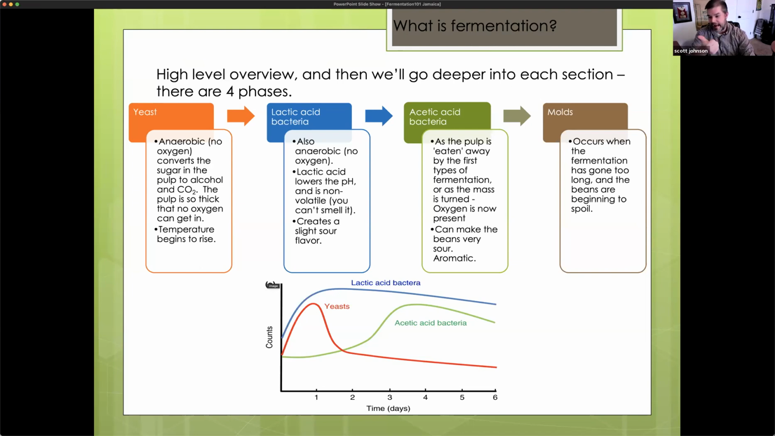You're going to generate some toxins, some poison. You're going to create some terrible flavors that can't be fixed. So you always want to be able to control your fermentation and stop it well before it gets to the moldy stage of your fermentation.